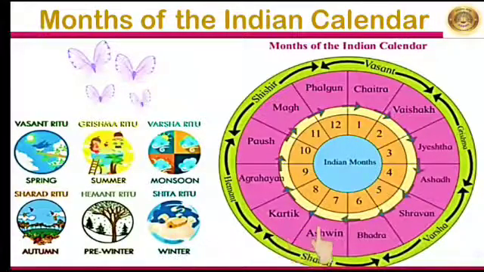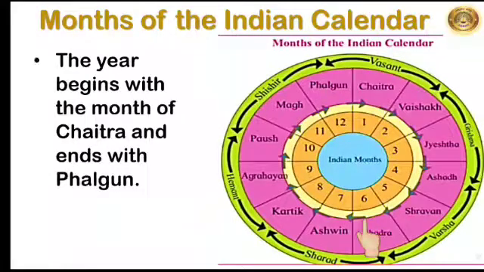So remember children, in English months we have 3 seasons, but according to the Indian calendar we have 6 seasons. So please learn these names of the Indian months and English months also with their seasons. Now children, remember that the Indian calendar year begins with the month of Chaitra and ends with the month of Falgun.